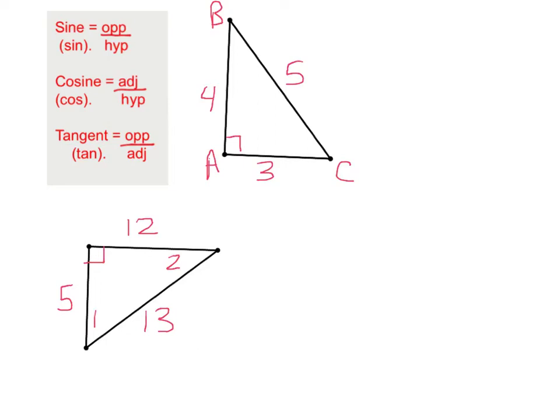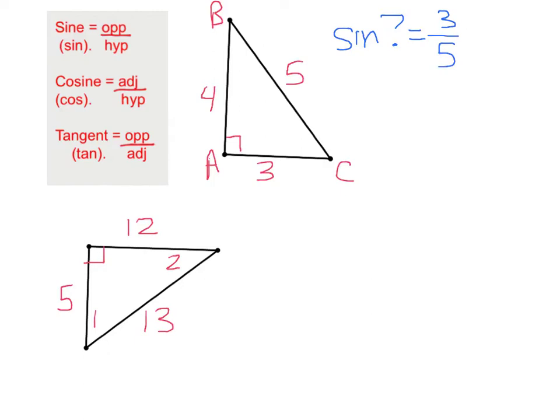Okay, today we're going to look at inverse trigonometric functions. So let's look at our definitions right here. Remember, sine, cosine, and tangent. And then we'll use these examples. So I might say, hey, the sine of what angle is equal to 3 over 5?